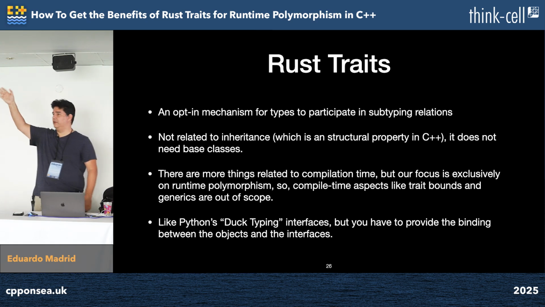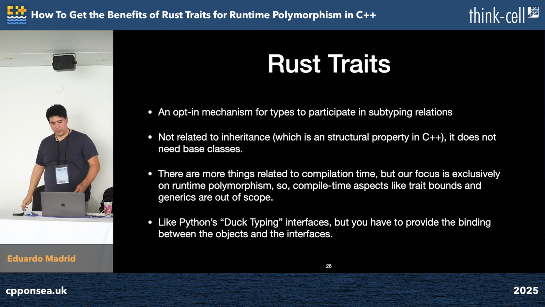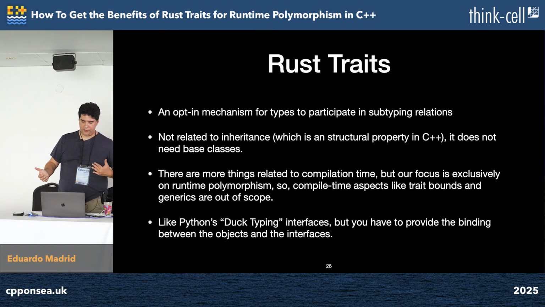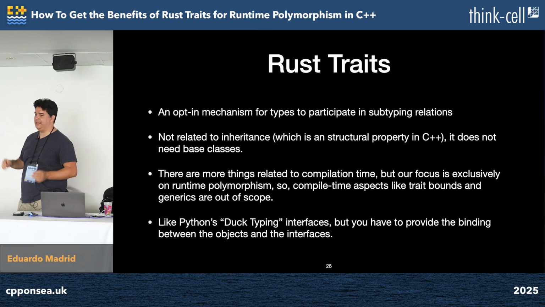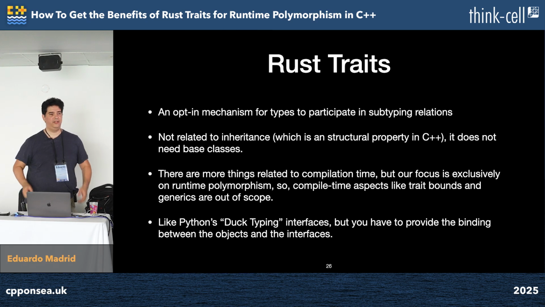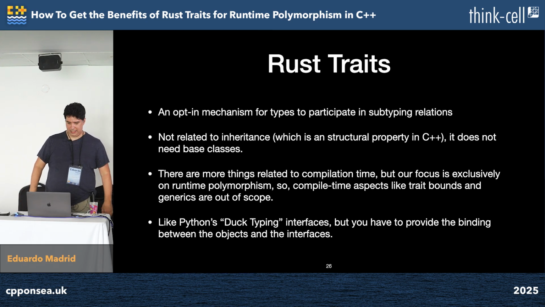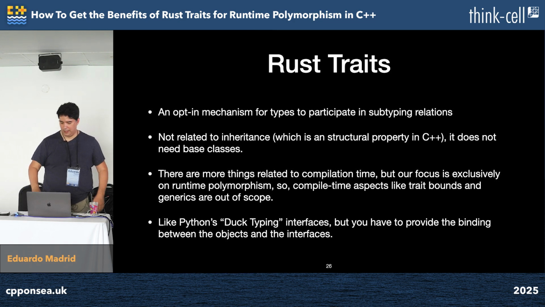Who is aware of the concept of duck typing in Python? About half of the audience. Rust traits are similar to Python's duck typing concept, just that you need to do something to provide a binding between the interfaces and the objects that are going to be participating in runtime polymorphism. Sometimes you can do what is called a blanket implementation of a trait, in which if the object satisfies certain properties, then you already have the implementation of the trait, and you don't have to do extra work, but technically you still have to do the binding. But again, that is a very strong indication of the opt-in mechanism that this thing has.